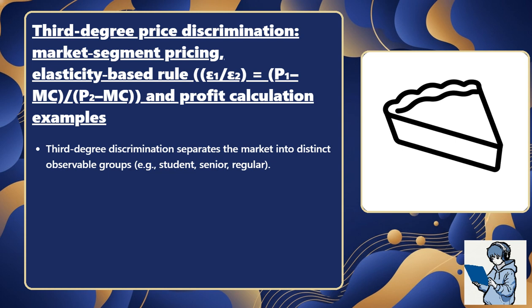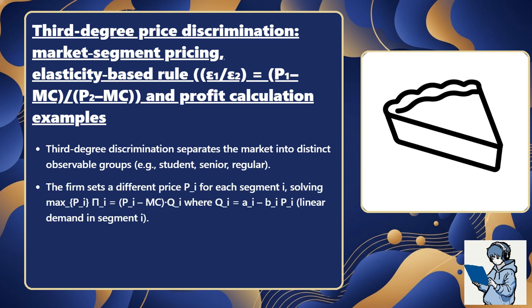Third-degree discrimination separates the market into distinct observable groups, for example student, senior, regular. The firm sets a different price P sub i for each segment i, solving: maximize over P sub i profit pi sub i equals (P sub i minus MC) times Q sub i, where Q sub i equals a sub i minus B sub i P sub i, linear demand in segment i.